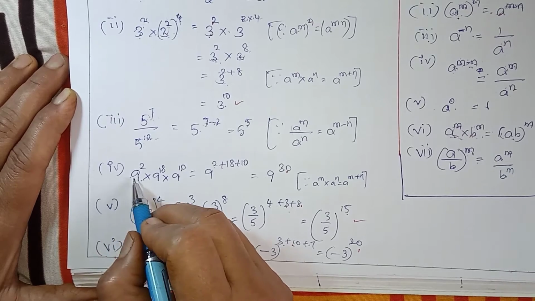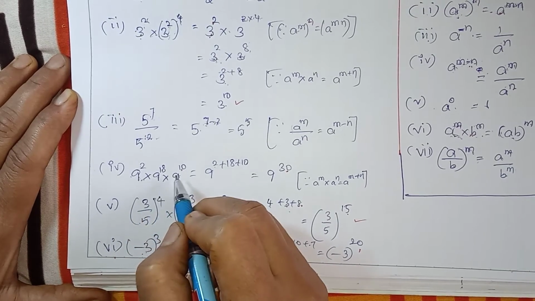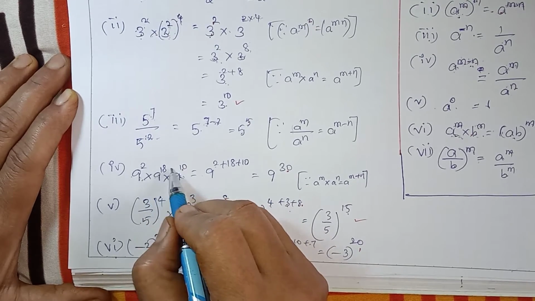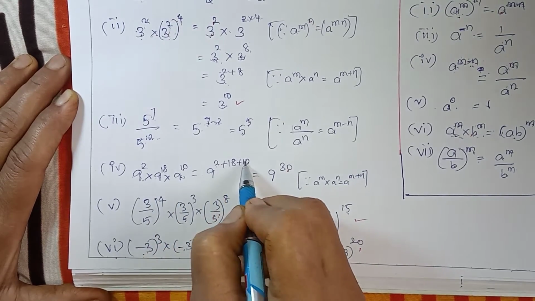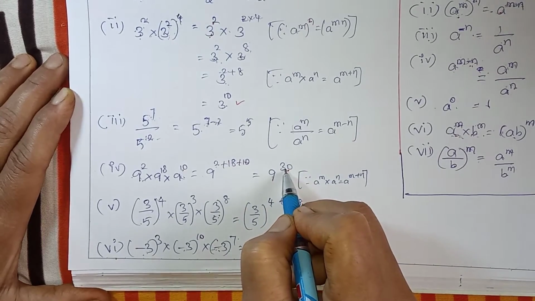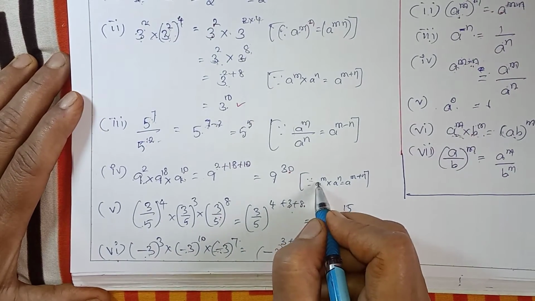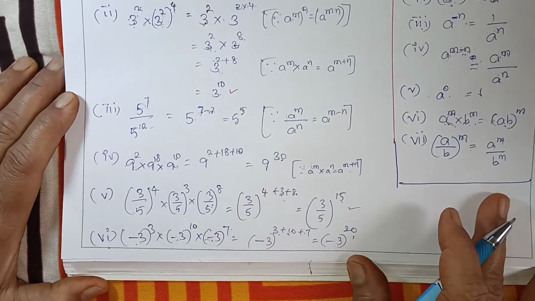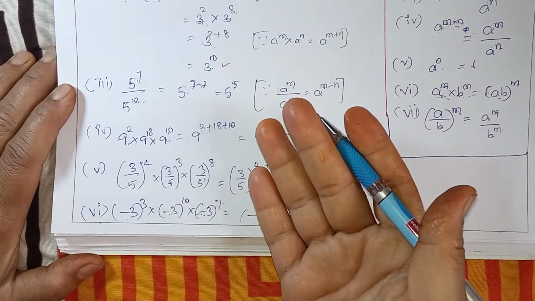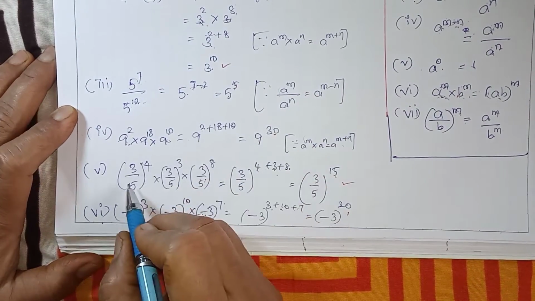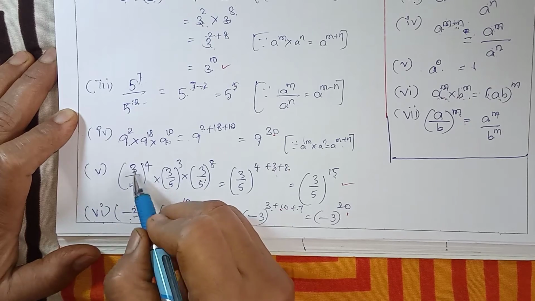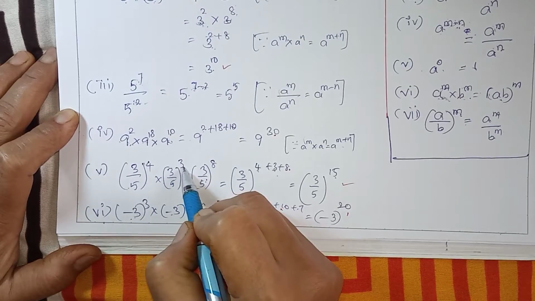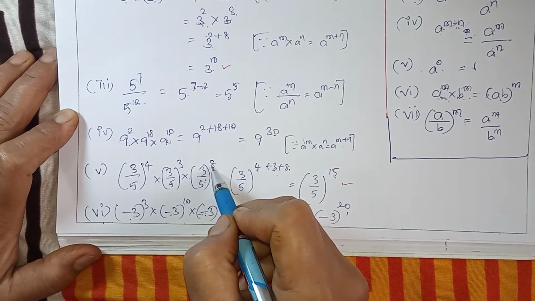Next again, fourth one, 9 square into 9 to the power of 18 into 9 to the power of 10. All the bases are equal. You just simply add the powers. 2 plus 18 plus 10. How much is it? 9 to the power of 30. Since a to the power of m into a to the power of n, this formula I applied, so I am writing here. It is better you also write while solving the problem which formula you applied for that. Okay, it will be better for you. So fifth question, 3 by 5 whole to the power of 4 into 3 by 5 whole to the power of 3 into 3 by 5 whole to the power of 8.